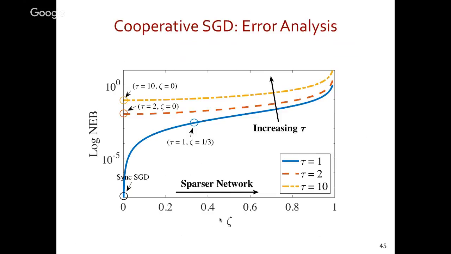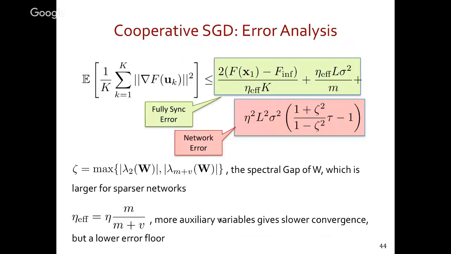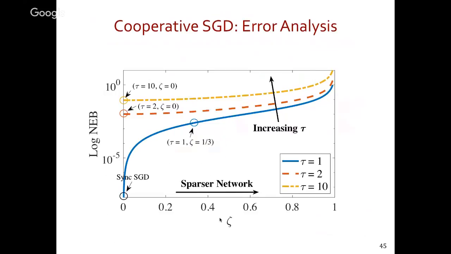And if we plot this network error term, we can see a nice trend as the network becomes more sparse and as the number of local updates increases. So for sparser networks, you have a larger error bound, whereas as you increase tau, the number of local updates, you also have a larger and larger error bound.